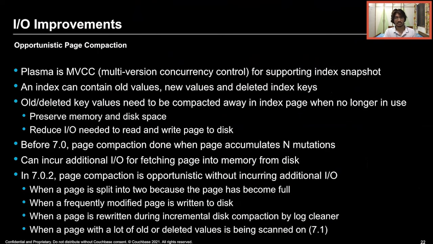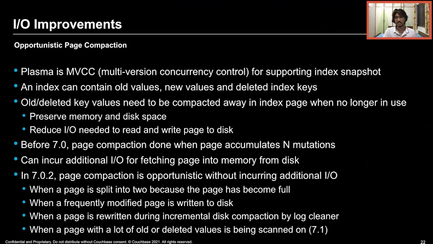Plasma implements multi-version concurrency control, or MVCC, for supporting index snapshotting for stable scans. Due to this, Plasma has to maintain old values and new values for index keys, as well as deleted index key values all at the same time. When these old or deleted index key values are no longer needed by any active snapshot, they can be resolved by performing page compaction.